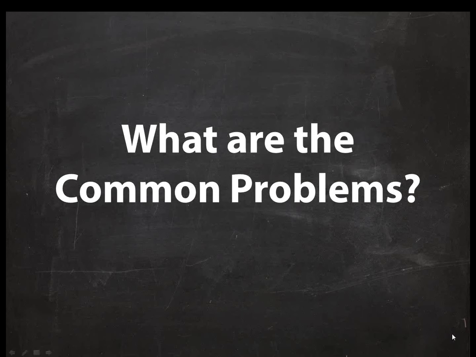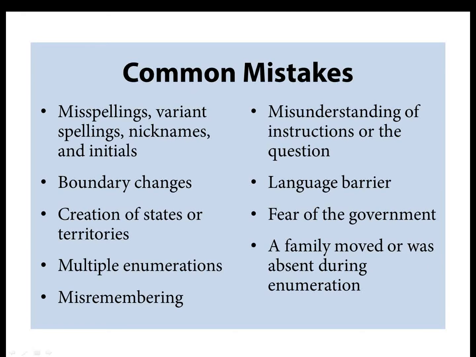So now to talk about the common problems, and everyone has their story about a census issue. In some cases the problem may have been on the census taker side, and in other situations it may have been the person that was providing the information. Now, the most common of the mistakes is misspellings, variant spellings, nicknames, or initials. That tends to be the pinnacle of the problems that happen with the census.